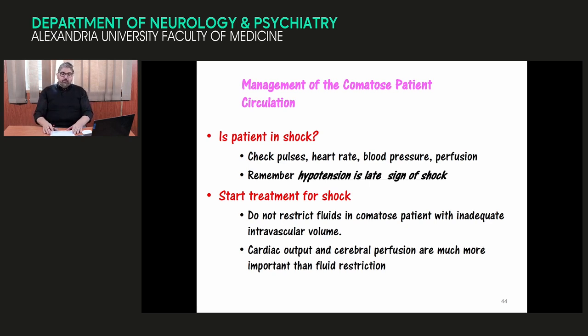In case of shock treatment, we should make a good perfusion to the patient. It means that we don't have to restrict the fluids in the comatose patient, even if the patient is cardiac or something like that. Because the cardiac output and cerebral perfusion are of vital importance here. We should maintain the cardiac output as much as we can, and also the cerebral perfusion, to protect against cardiac and ischemic insults. This is much safer than restricting the fluids, where you may lose the patient. So cardiac output and cerebral perfusion are much more important to be saved rather than fluid restriction. So do not restrict fluids.